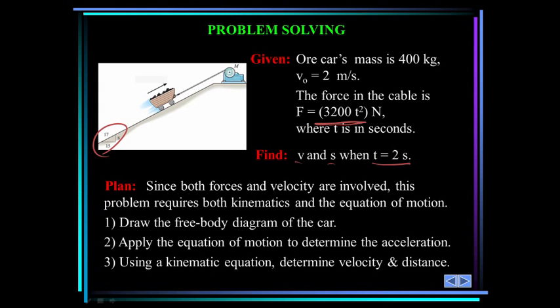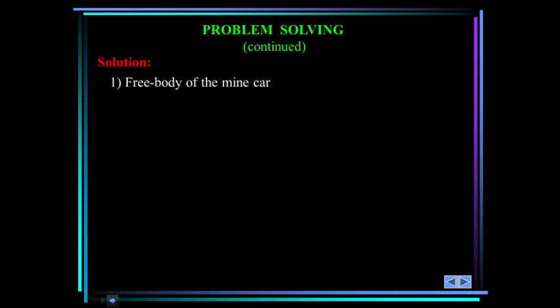Here's our plan. Since both forces and velocity are involved, we need to use both kinematics and the equation of motion. So we'll draw the free body diagram, apply the equation of motion, and using some kinematic equations we'll determine the velocity and distance. So let's draw a free body diagram of the mine car. First we'll establish the coordinate frame. Again, we're going to put it along the slope, and that slope is 8 on 15.